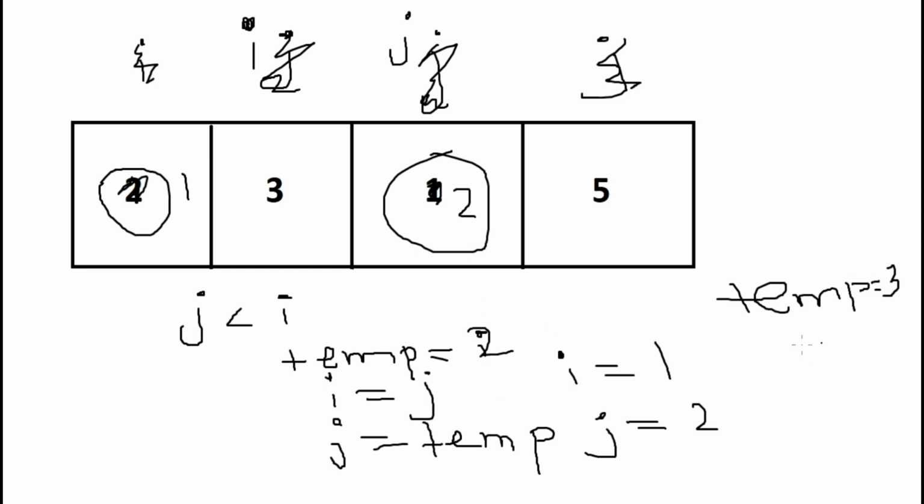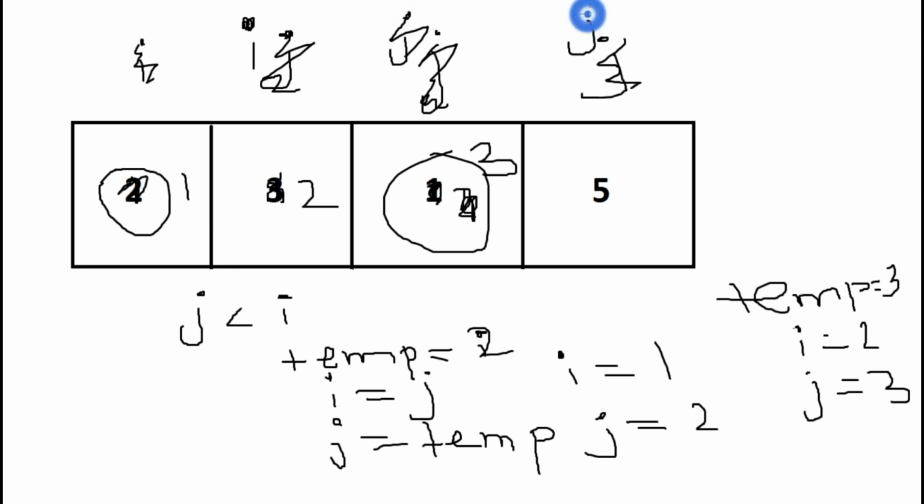And then after that, we have i is equal to now the value of j. j is actually 2, so we're just going to have 2 over here. i is equal to 2. And then the last one, which is j is equal to the value of temp. temp was 3, so that places over here. So now we just basically swapped it again. Instead of 3, we have 2 over here, and instead of 2, we have 3 over here.